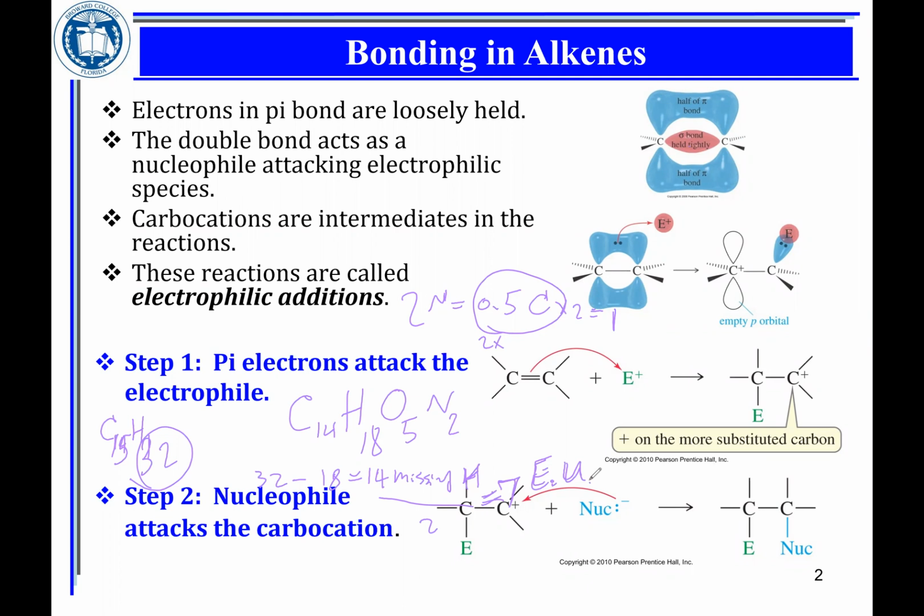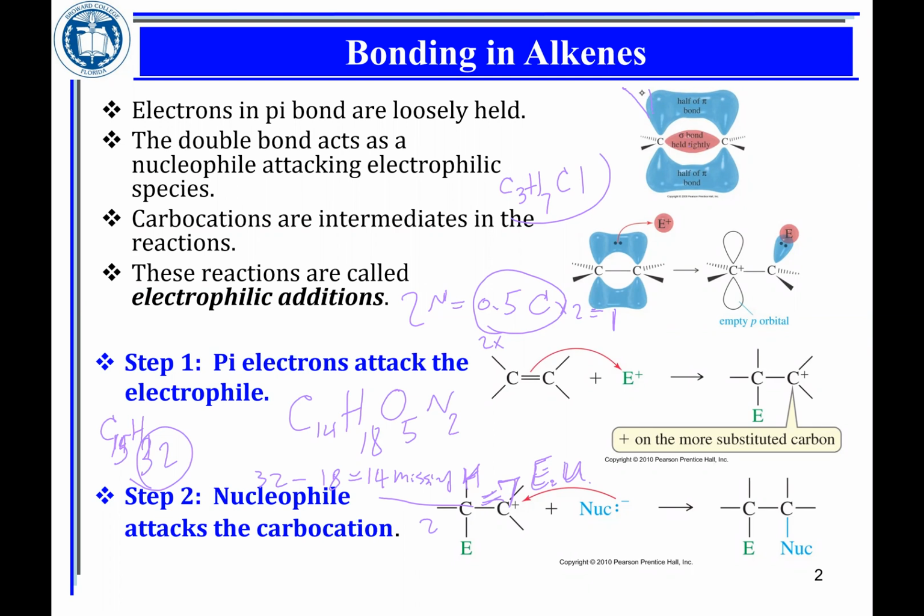Halogens count as hydrogen. So if you have, for example, C3H7 and then Cl, the hydrogen deficiency for this one is going to be 0, because for 3 carbons you have 7 hydrogens and one halogen that counts as 8. So halogen counts as hydrogen.